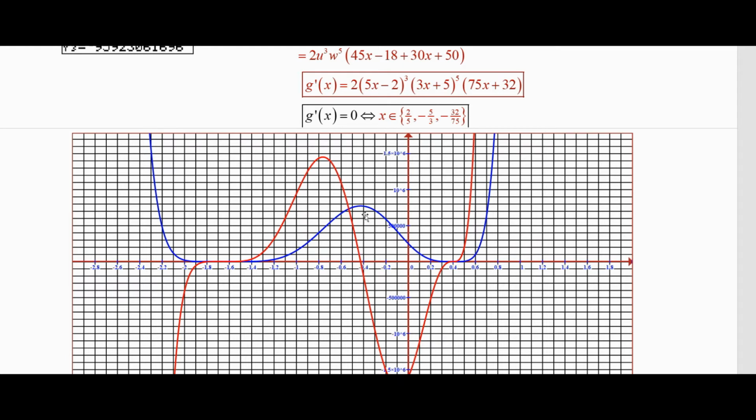Of course, that is going to be where this original function is at a maximum. This one over here at 2/5 turns out to be an inflection point of the derivative and a minimum of the original function. And this one over here, same thing for this one over here.